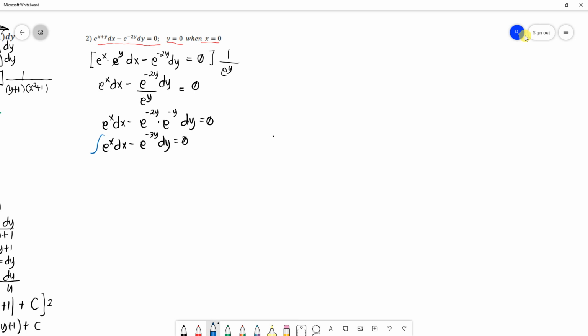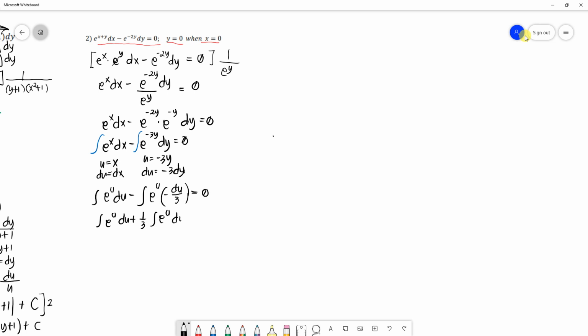Okay, let's integrate both terms now. Integrating both terms, let u on the first term equal x, so du equals dx. On the second term, let u equal negative 3y, so du equals negative 3 dy. And so we have the integral of e raised to u du minus the integral of e raised to u, with dy being negative du over 3, equals 0. Negative, negative is positive. I take out the 1/3: the integral of e raised to u du equals 0.